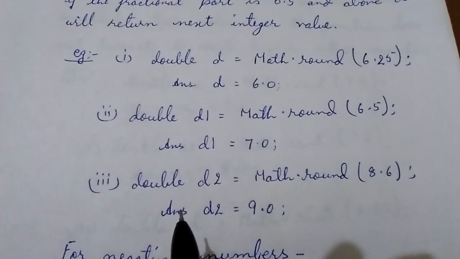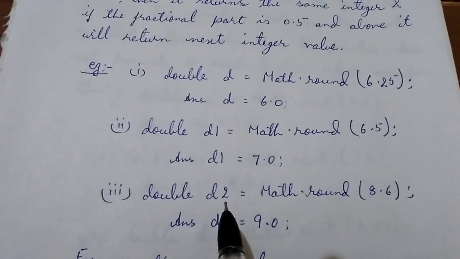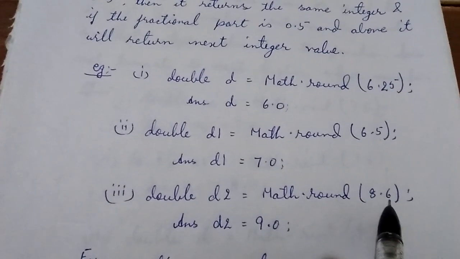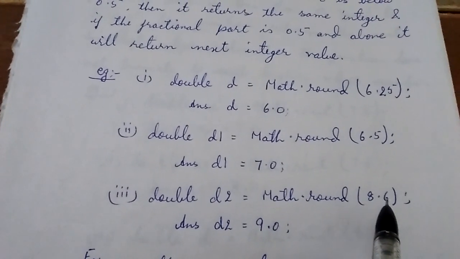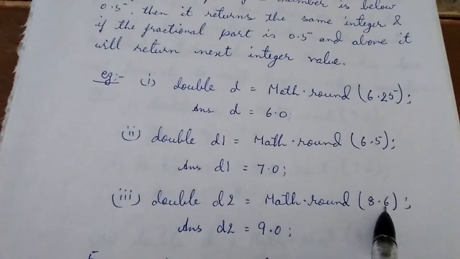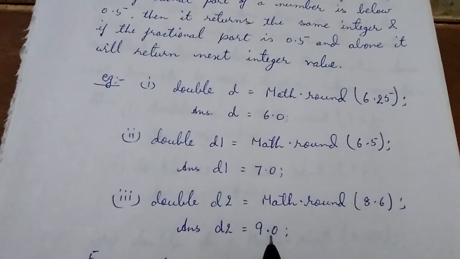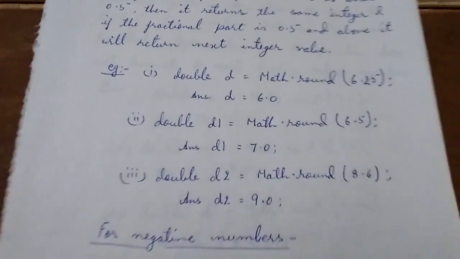We see the third example. Double d2 equals Math.round(8.6). If it is 8.6, we see 0.6. So it is more than 0.5. So it will return 9.0.